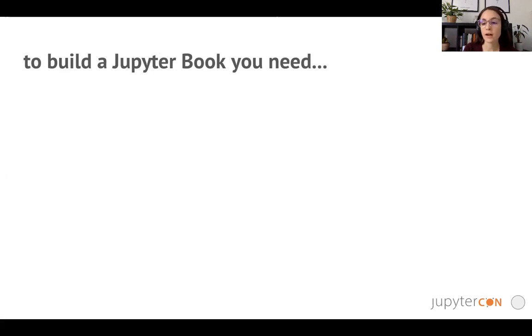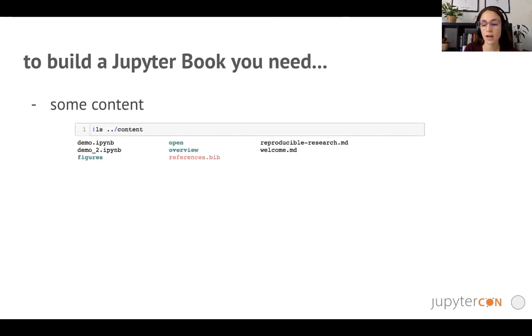Okay, so what are the essential components you need to build a Jupyter Book? You first need, of course, some content. And in this tutorial, we provide these content files under the folder content in the main repository, which are the following. I will not explain those files here, but for a detailed explanation, you can check Notebook 3.